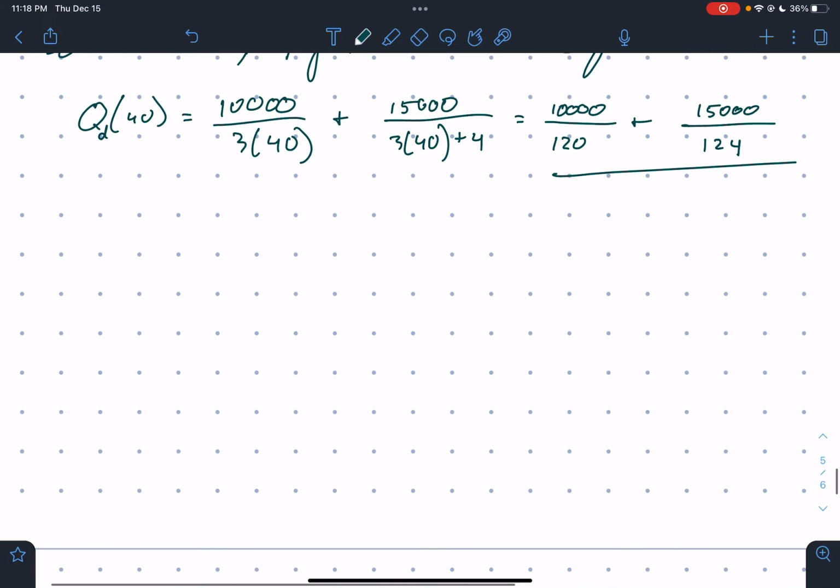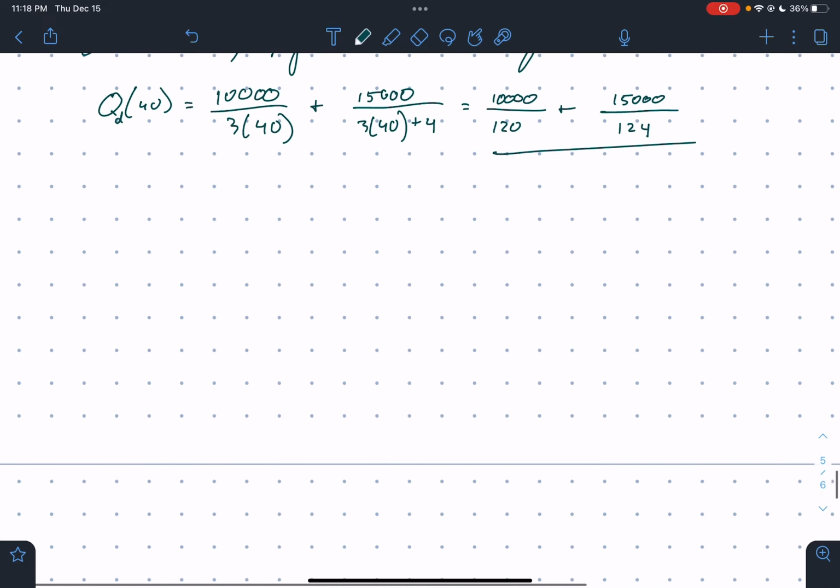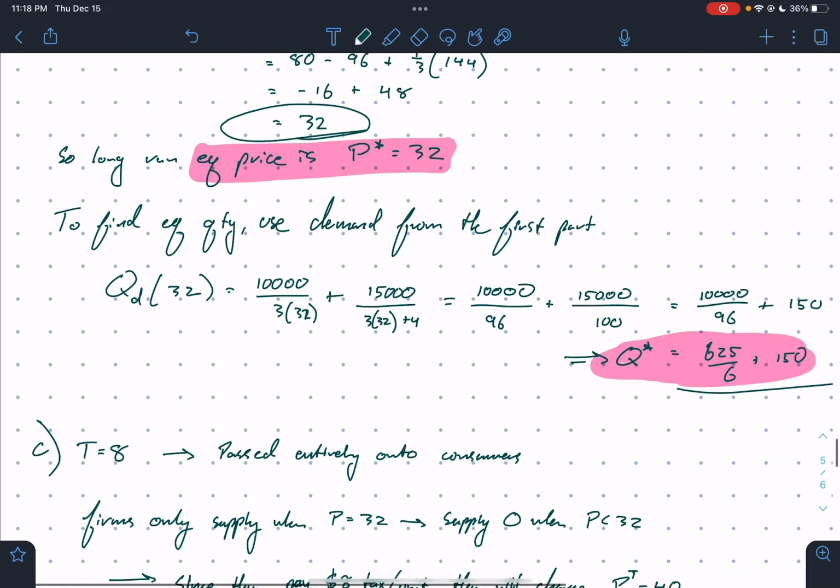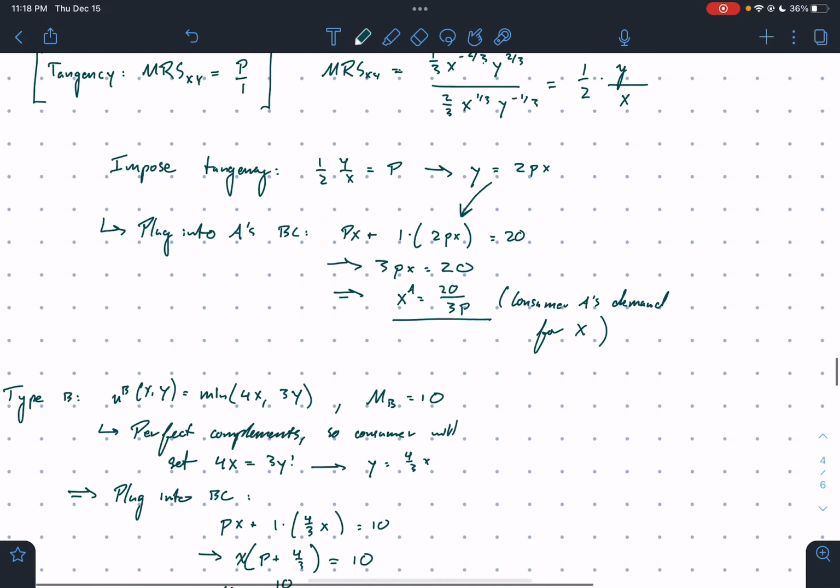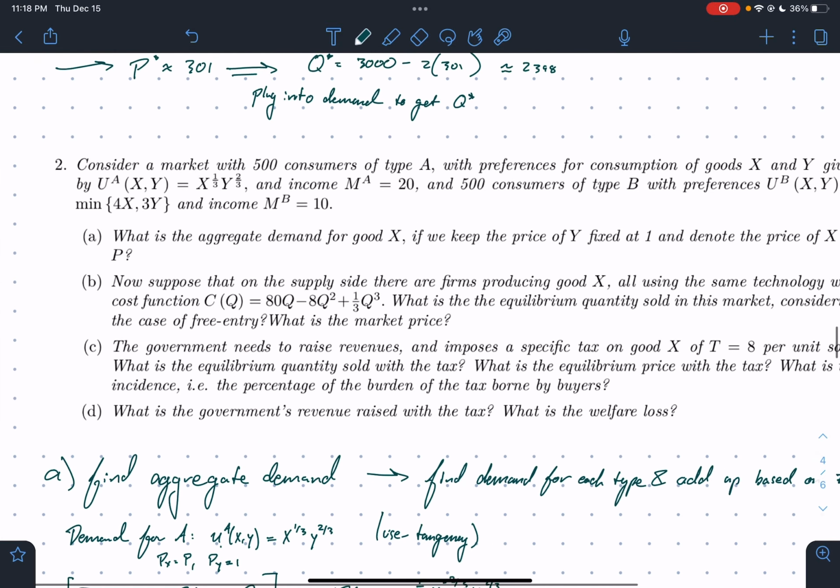It's late. Now finally, what I'm going to do for part D is we're going to consider the government's revenue raised with the tax and the welfare loss.